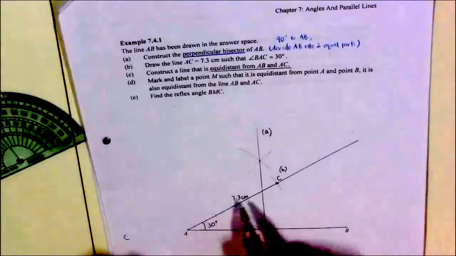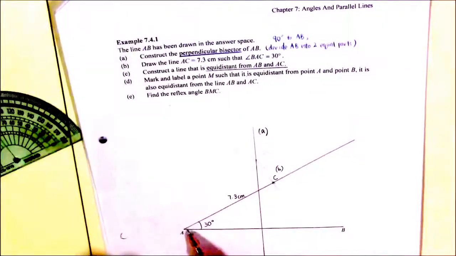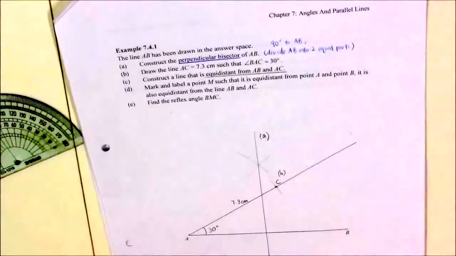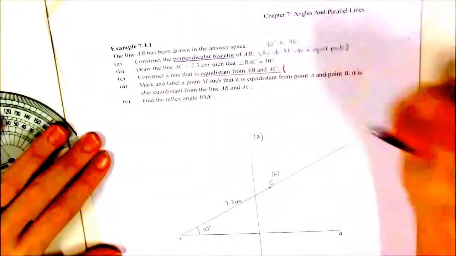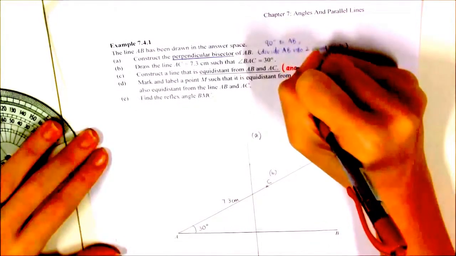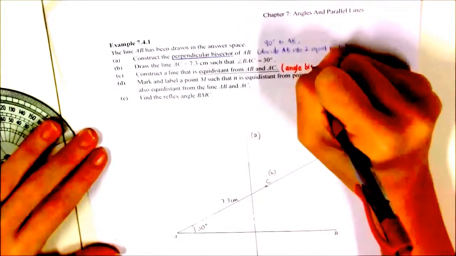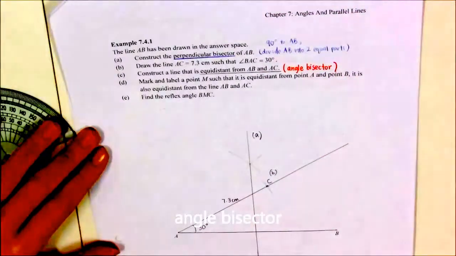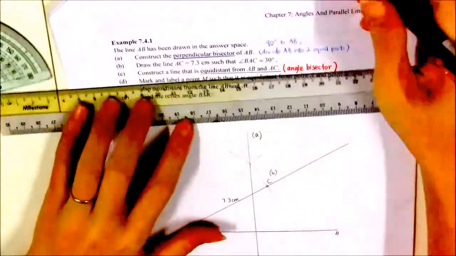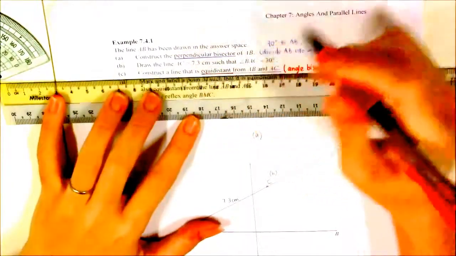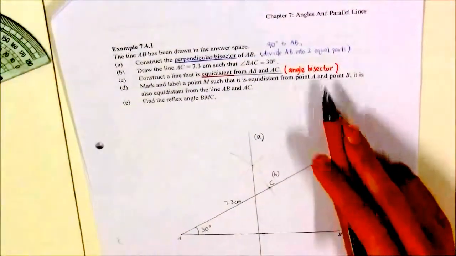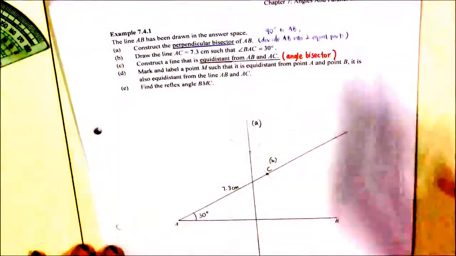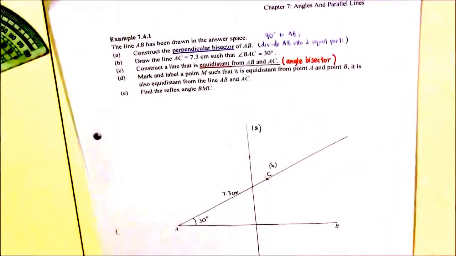Okay, if there's a line that is equidistant from two other lines, what the question is actually asking for is an angle bisector. So you may want to write this down. If you are constructing a line that is equidistant, which means the same distance away from two other lines, you are actually constructing an angle bisector. So now we're going to teach you how to draw an angle bisector, which is for part C.